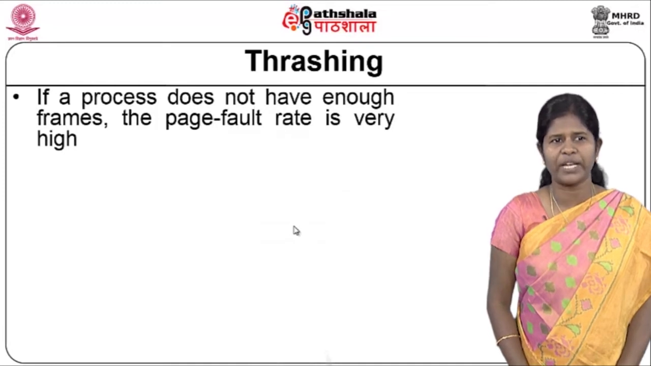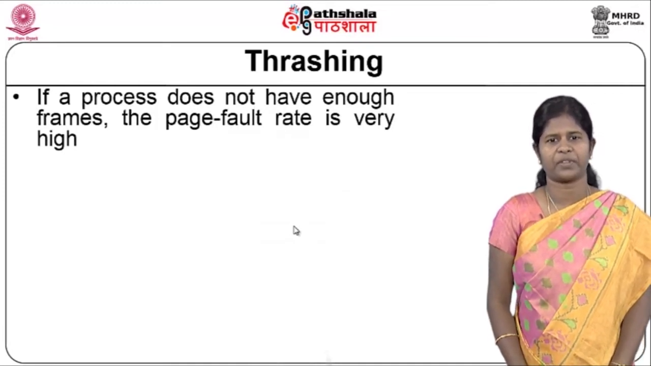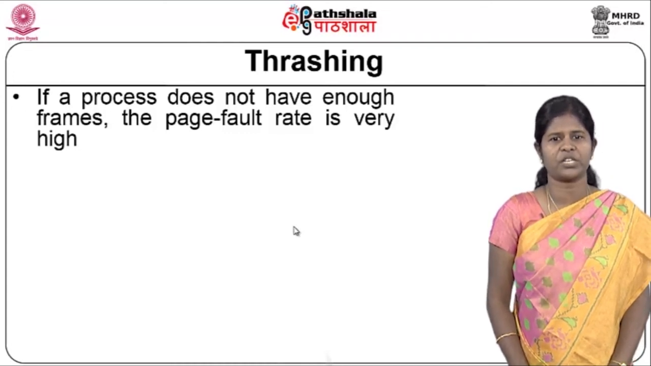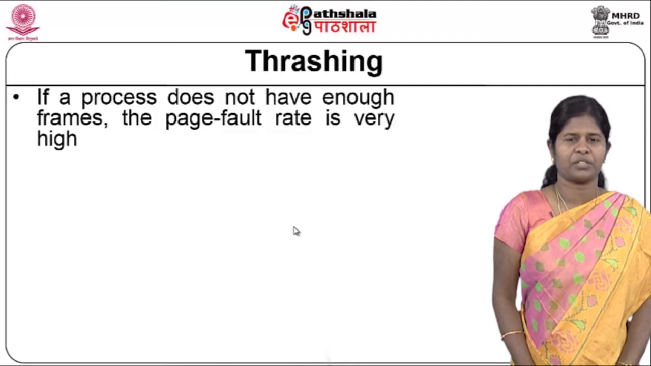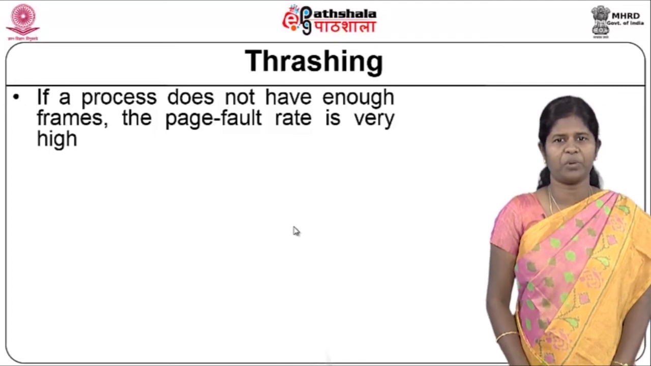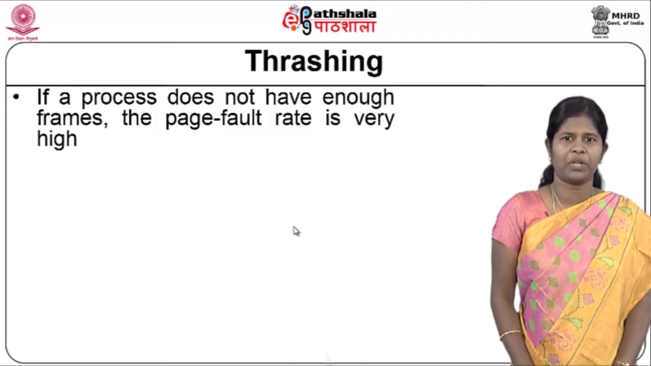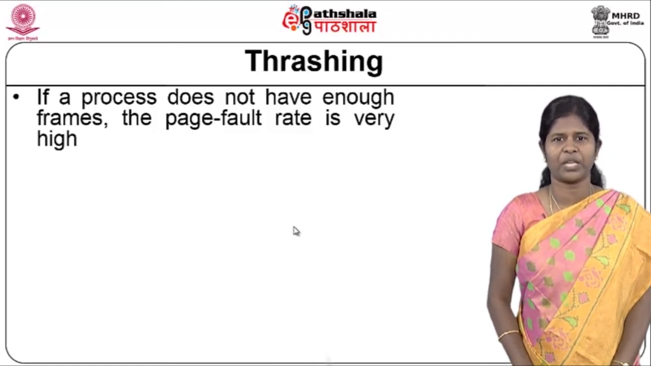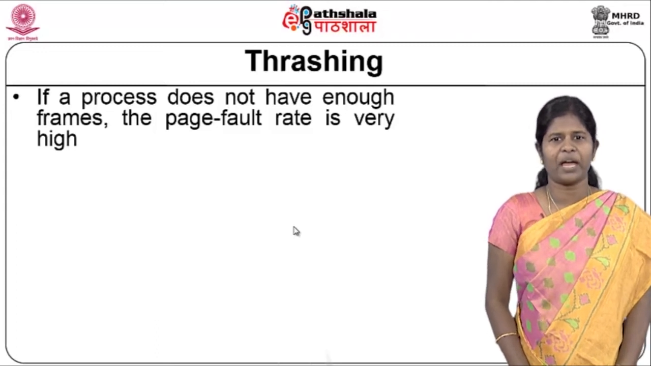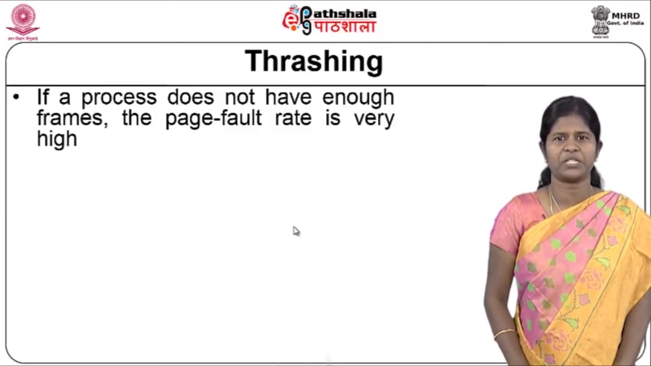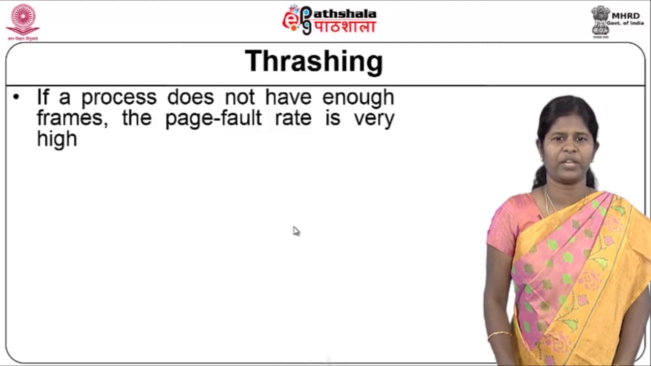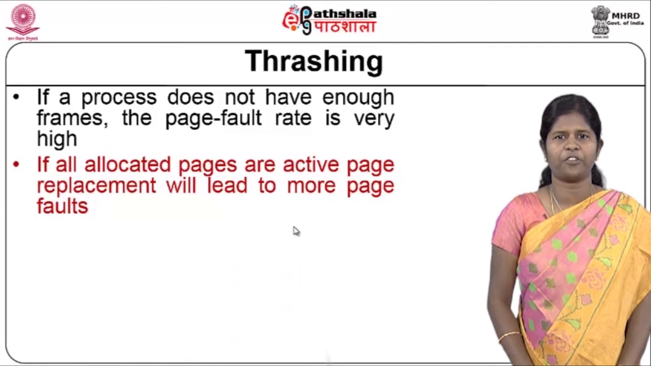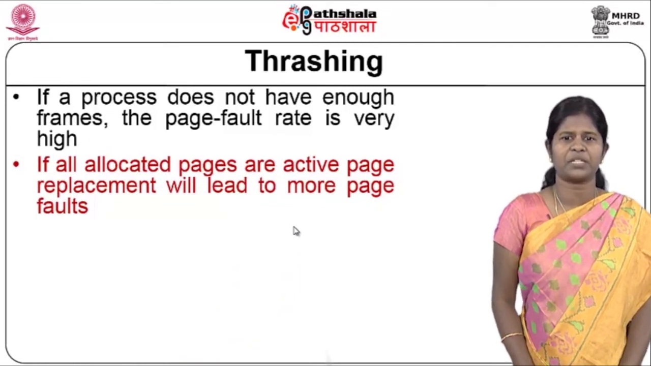So, now we move on to another topic called thrashing. What is thrashing? Say you have a process which does not have enough frames. I told you that you need to have some minimum number of frames, and some minimum number of frames is allocated to that process. Because of this, when it does not have enough frames, the page fault rate becomes very high. Again and again there will be page faults and hence the page fault rate becomes very high.